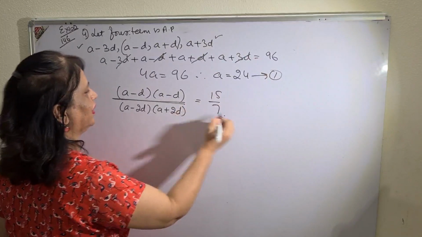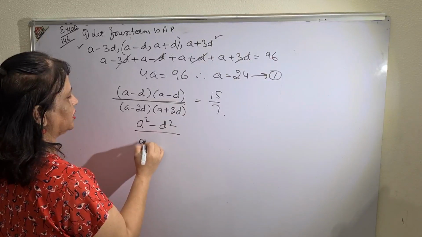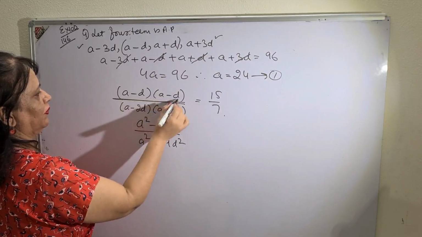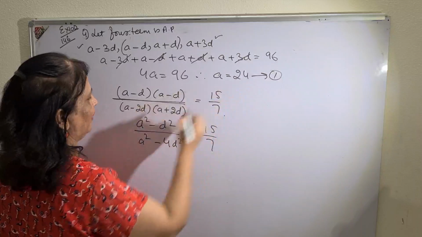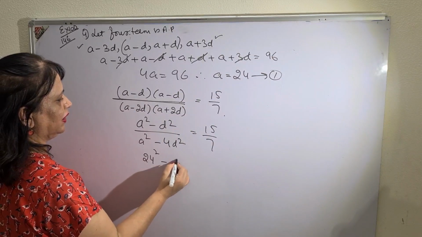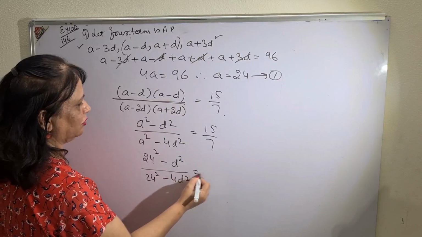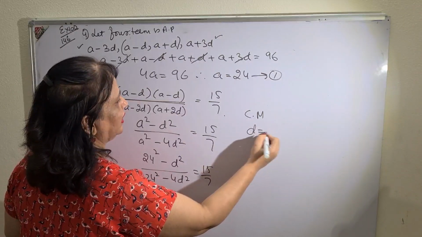So the ratio is 15 upon 7: a square minus d square over a square minus 9d square. Using the formula (a minus b)(a plus b), you know the value of a, so substitute: 24 square minus d square upon 24 square minus 9d square is equal to 15 upon 7. Cross multiply and get d.